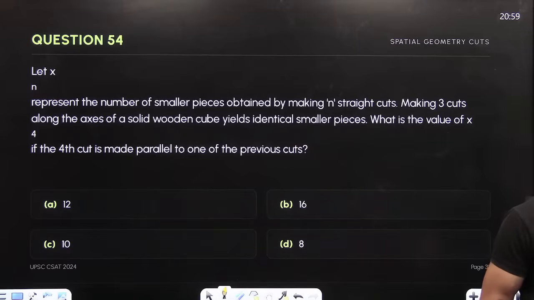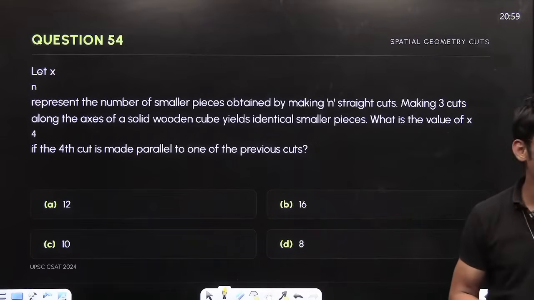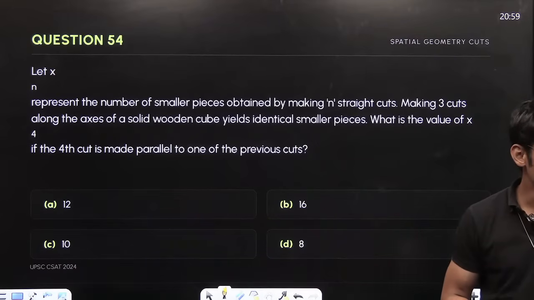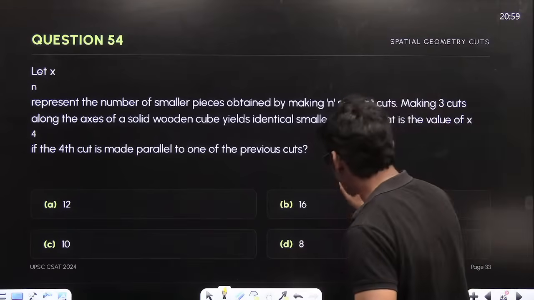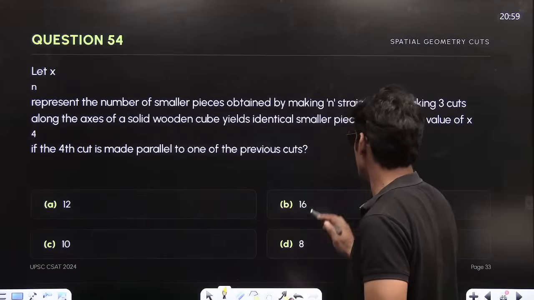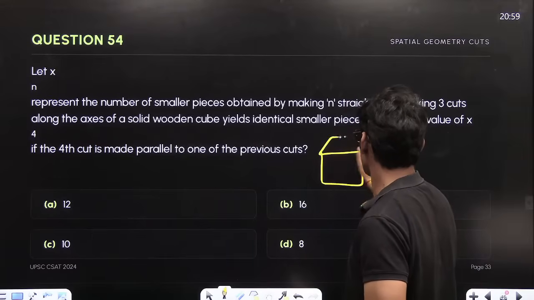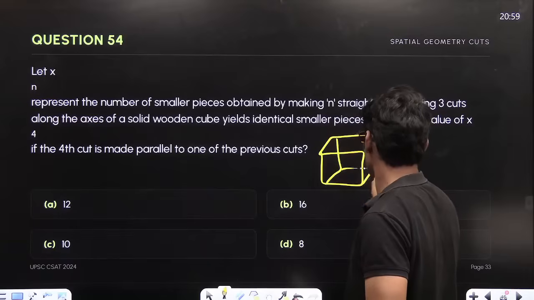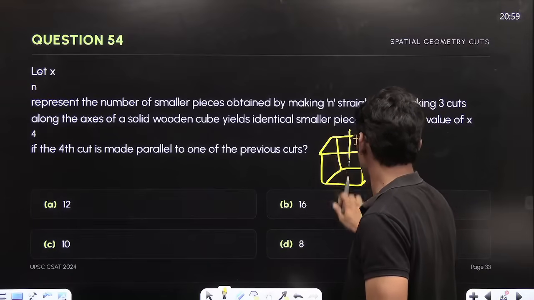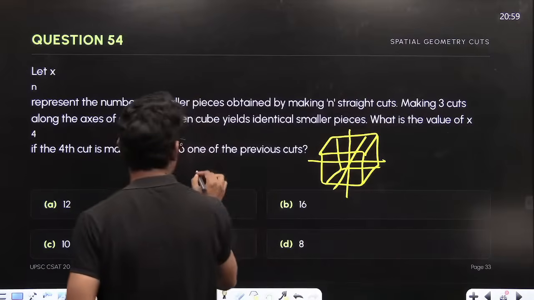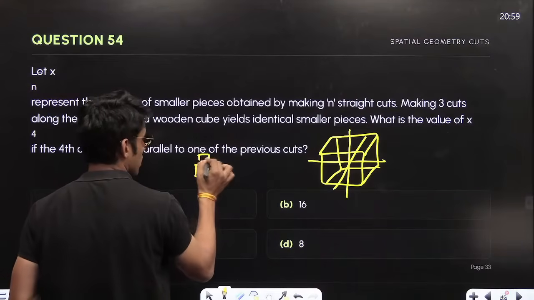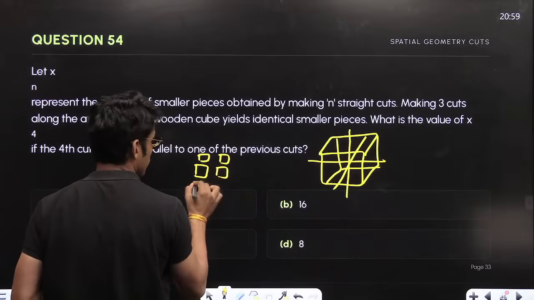In the experiment, if after the 3rd cut, the pieces are identical, right? So, if the pieces are identical, this can be done only in one way, right? If you have made one cut like this, one cut like this, and one cut like this, right? So, you have 8 smaller pieces.